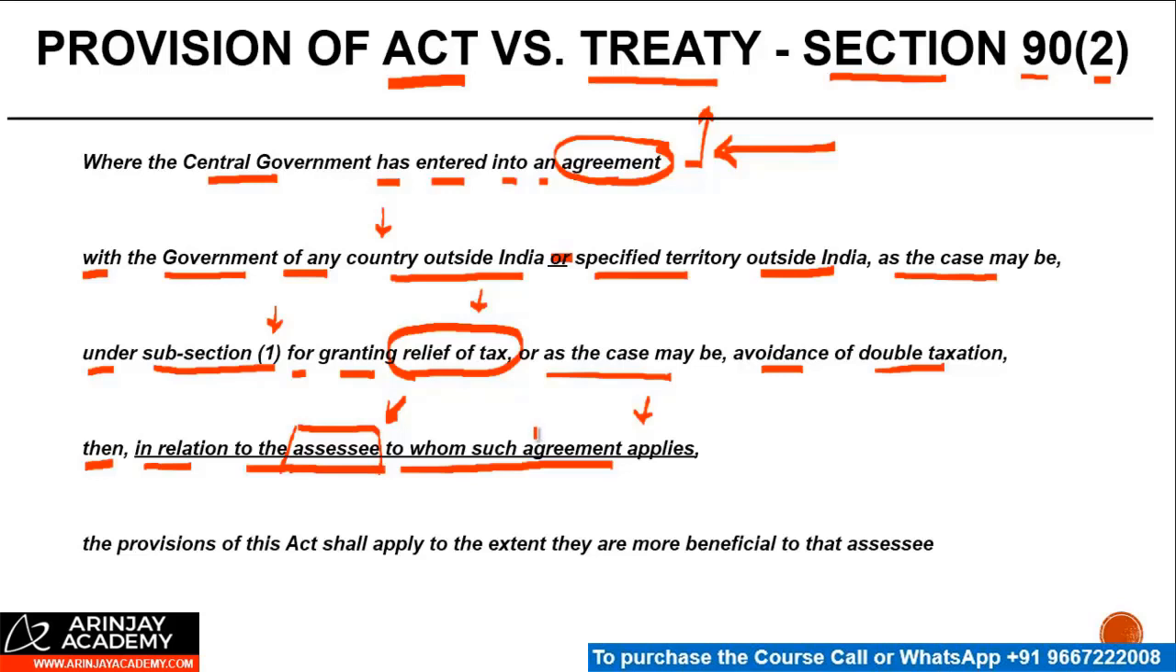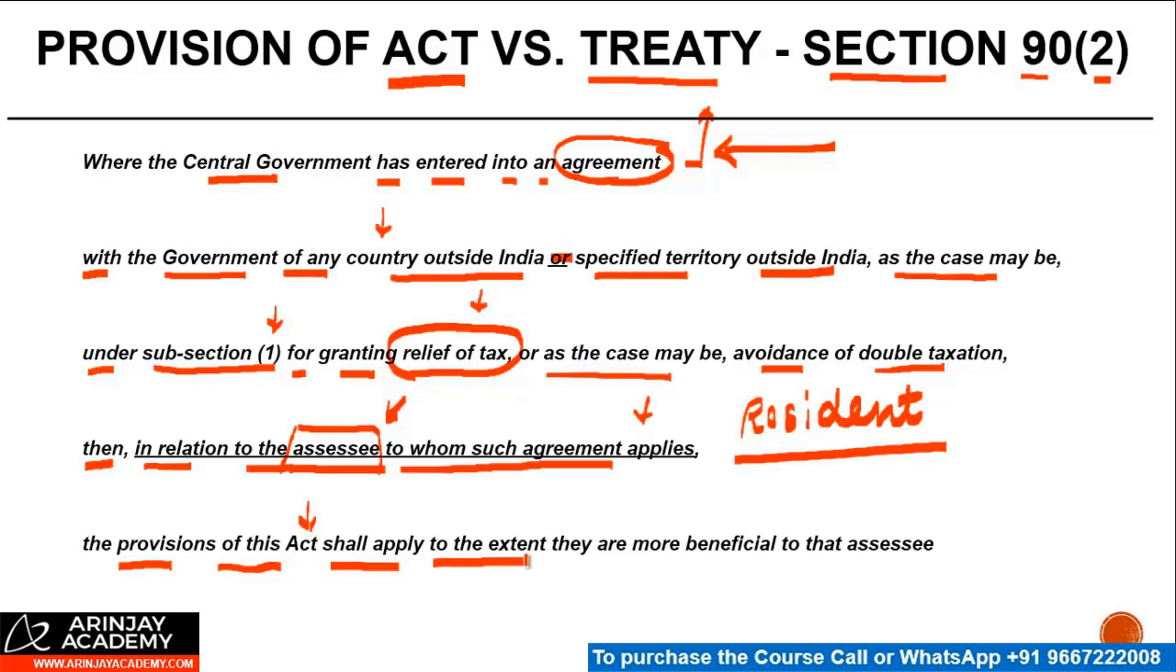Generally, these agreements are applicable to residents. I know the presentation is not that clear for this word, but the agreements are typically applicable to residents of a contracting state. Then, in relation to such an assessee who is covered under the provision of that agreement, the provisions of this Act, which is the Income Tax Act, shall apply to the extent they are more beneficial to that assessee.